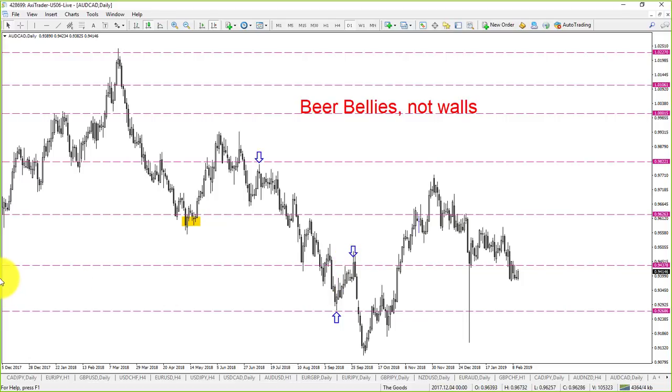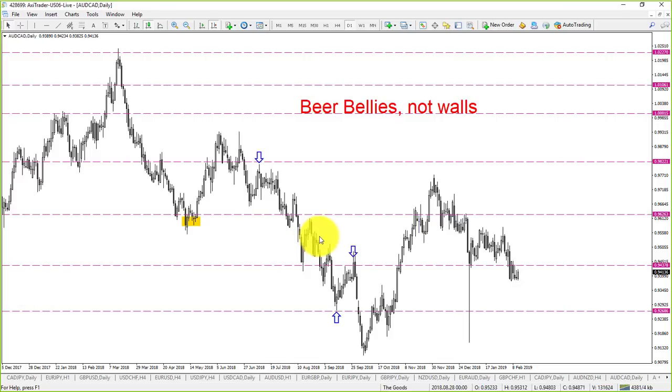What's more important, really, and this is what we're going to talk about today, is what the market does when it gets there. That's really the important thing. And that's going to be our clue: what does the market do when it gets there?